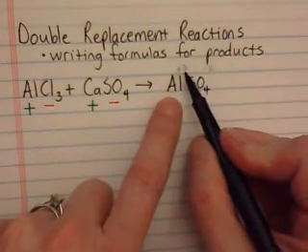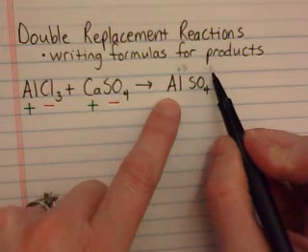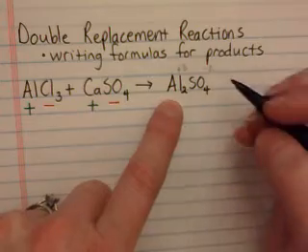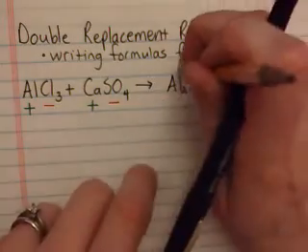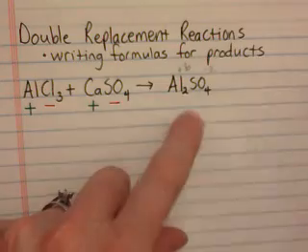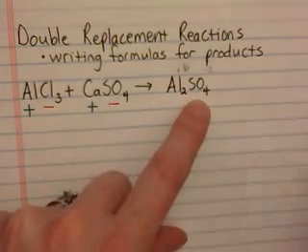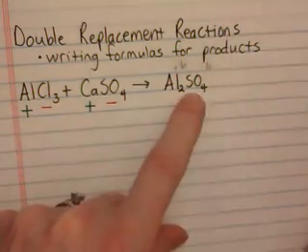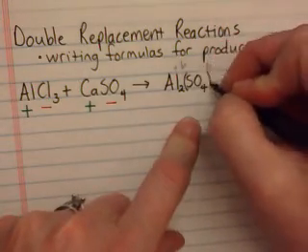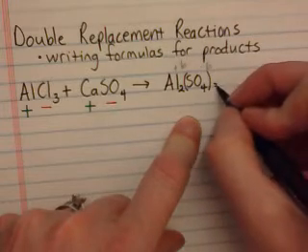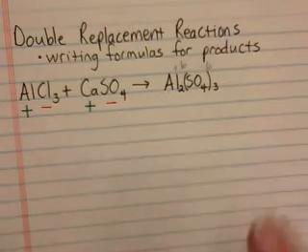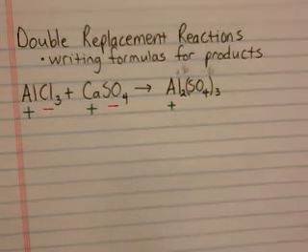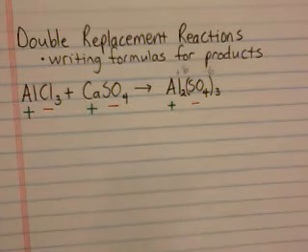The lowest common multiple of 3 and 2 is going to be 6. I'm going to need 2 aluminums to make this a total of positive 6. And I'm going to need 3 sulfates to make this a total of negative 6. But in order to have 3 of these, I have to put the whole sulfate in parentheses and put that 3 on the outside. So now this is the formula for one of my products. I wrote the cation first because it always has to be written first, and I wrote the anion second.